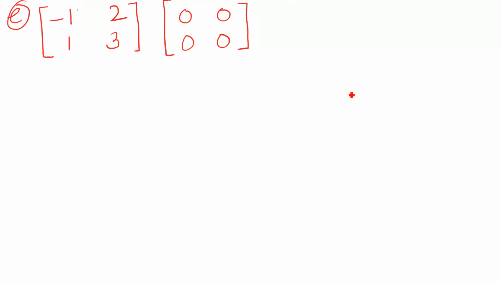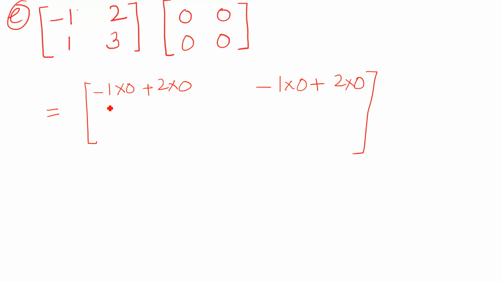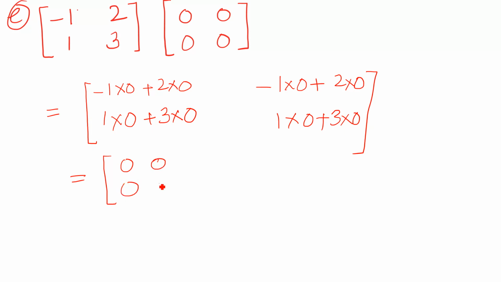And the last question is again very easy, because the second one is 0 0 0. Definitely we will get 0 answer, but I will show you here. 1 minus 1 multiplied by 0 plus 2 multiplied by 0. Same thing, first row with the second column of the second matrix. 2 multiplied by 0. See, anything multiplied by 0, always we will get the 0 answer. So 1 multiplied by 0 plus 3 multiplied by 0. All 0, 0 is the answer.